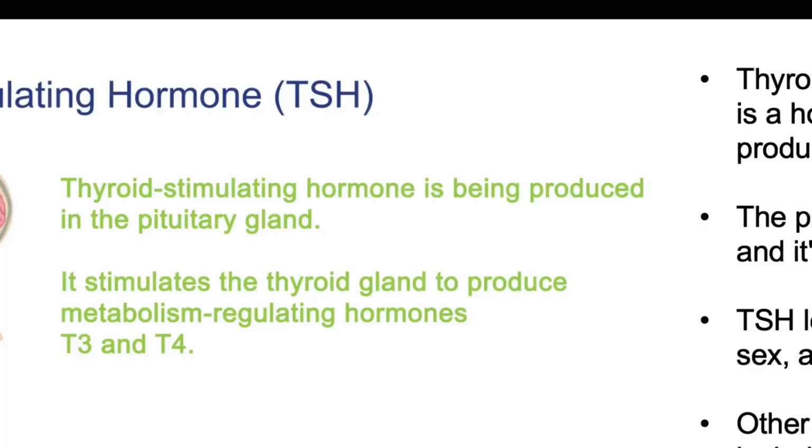The pituitary produces TSH, also known as thyrotropin. TSH levels can vary based on age, sex, and stage of life, and other factors affecting TSH levels include pregnancy, stress, diet, and medications.